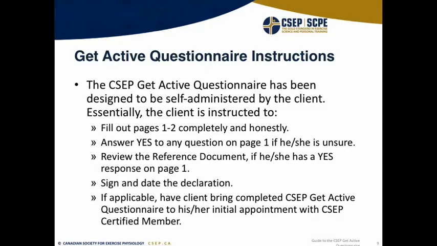Once the form is completed, the declaration is to be signed, and we'll talk about the declaration in about 10 more minutes. And of course, if you haven't met your client before, ask them to bring this completed CSEP Get Active questionnaire to your first appointment.